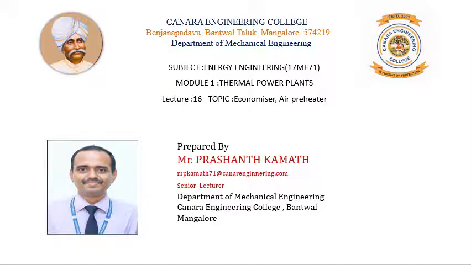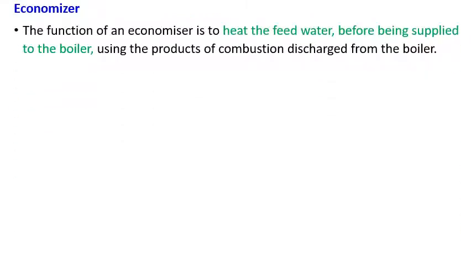In this session, let us understand two important accessories of the boiler, the economizer and the air preheater. Economizer. The function of an economizer is to heat the feed water.